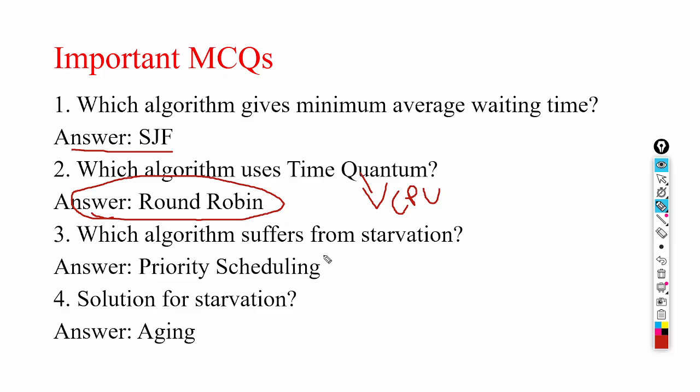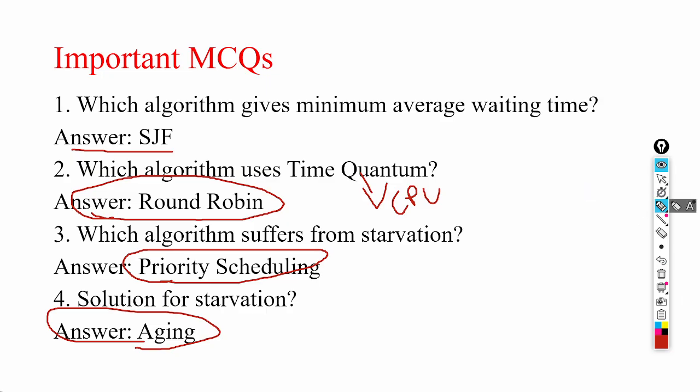Which algorithm suffers from starvation? Priority scheduling suffers from the starvation problem, because higher priority processes keep arriving continuously, so the lowest priority process starves. What is the solution for starvation? Aging is the solution for starvation. These questions are repeatedly asked in competitive exams, so keep them in mind.